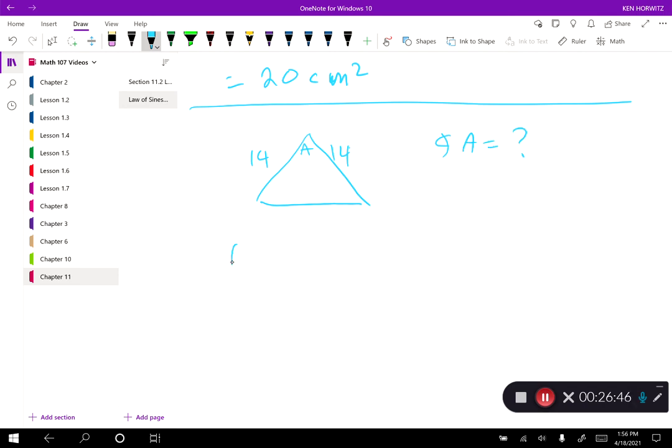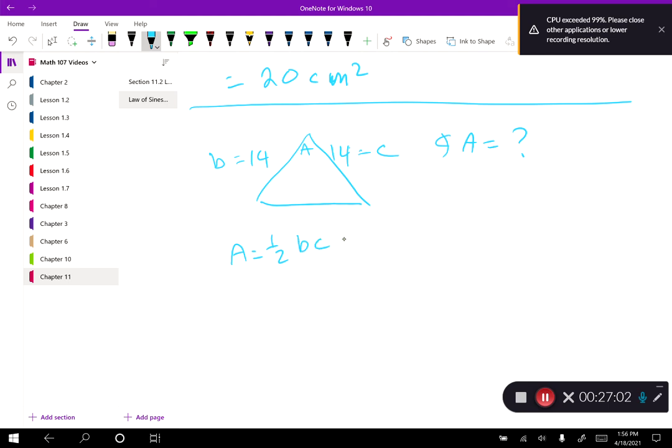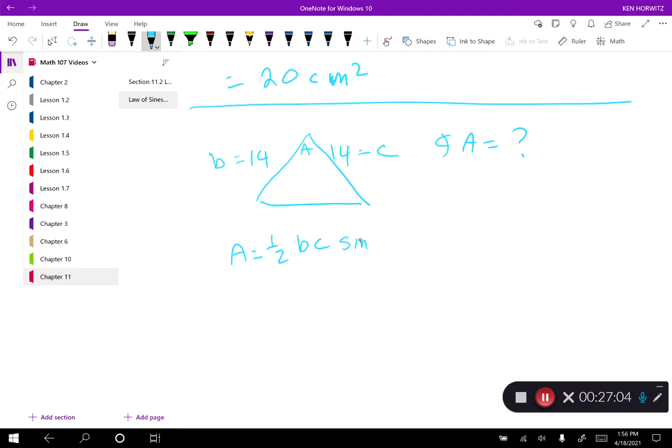So let's start with our area formula. So I have 1/2. And now if that's angle A, these have got to be B and C. So again, it's our side times the sine of our angle. Side times 1/2, side times the sine of our angle. So area equals 1/2 times 14 times 14 times the sine of A.